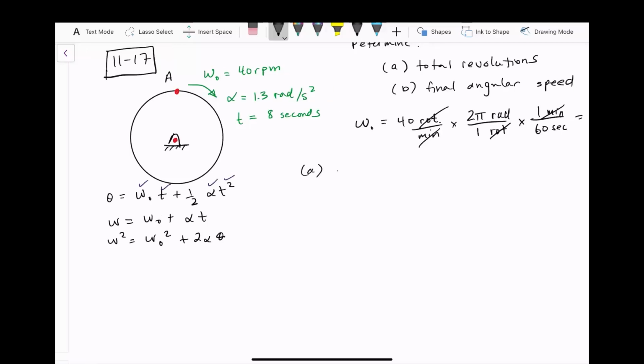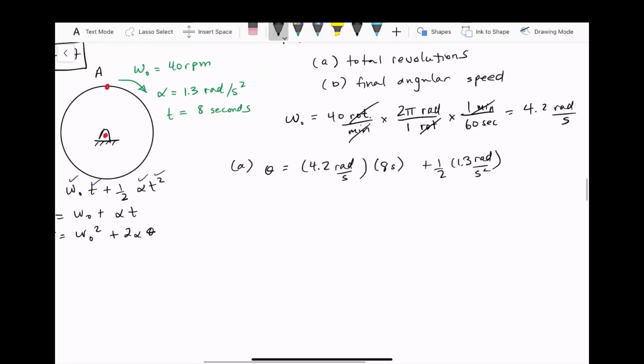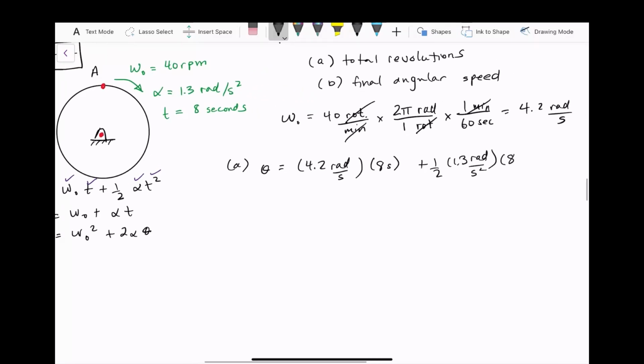So for part A, theta is equal to, our omega naught is 4.2 rad/s. You can see why that was so important to do that conversion, times 8 seconds plus 1/2, 1.3 rad/s², times our time, again 8 seconds, and we're going to square that. And we'll be left with theta is equal to 75.112 rads. There's our base units.